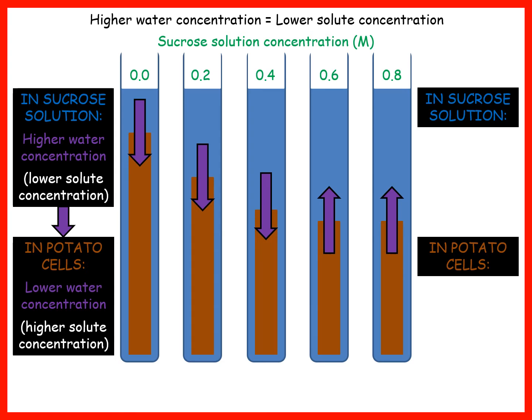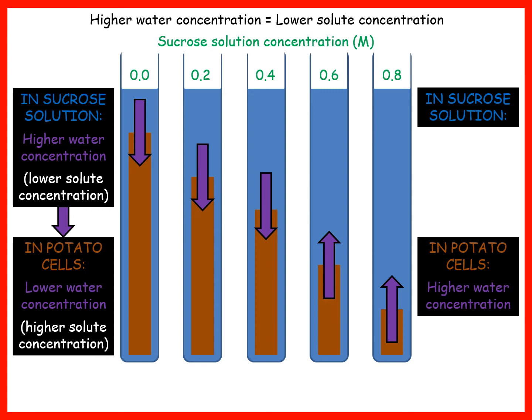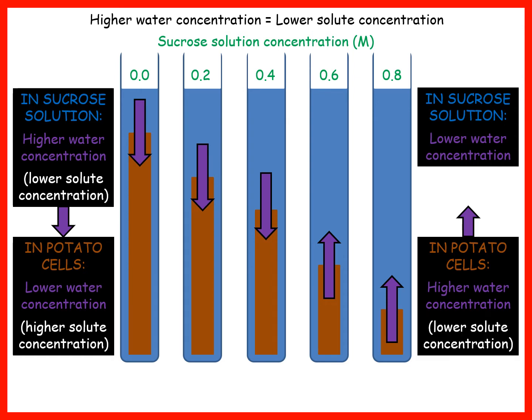In other potato chips, the water will move out and their mass will decrease. This is because there's a high water concentration in the potato cells and a lower water concentration in the sucrose solution. Therefore, water will move out by osmosis. And using the same idea, we could also say that the potato cells must have a lower solute concentration, and in those solutions they have a higher solute concentration. So water moved out by osmosis from a lower solute concentration in the potato to a higher solute concentration in the sucrose solution for those experiments.